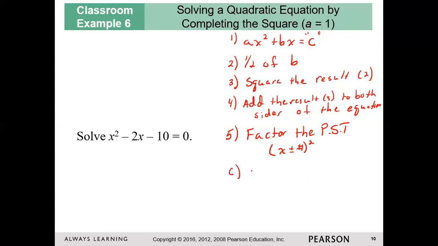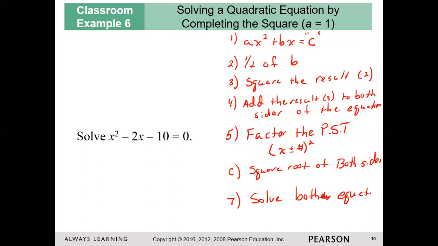Step 6 is we are going to take the square root of both sides of the equation. And then last but not least, we are going to solve both equations that we got. So remember, when we take the square root of both sides, we are getting the positive and negative result. So that's what we've got to do. We've got to solve both of the equations. Okay, so let's go ahead and do this.